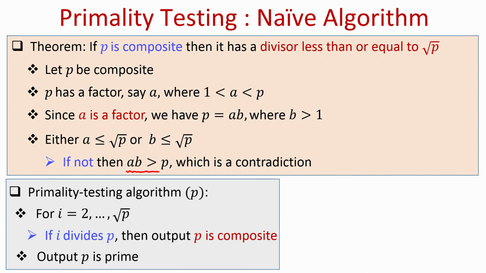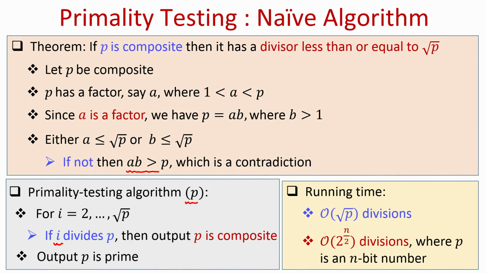Based on this observation, we can have the following primality testing algorithm. Imagine you are given a number p and you want to verify whether it is prime or not, and say the number p is an n bit number. The naive algorithm is that you check whether there exists any divisor i in the range 2 to root p for the number p. Because if p is composite, it is bound to have at least one divisor in the range 2 to root p, and that is what you are searching for in this naive algorithm.